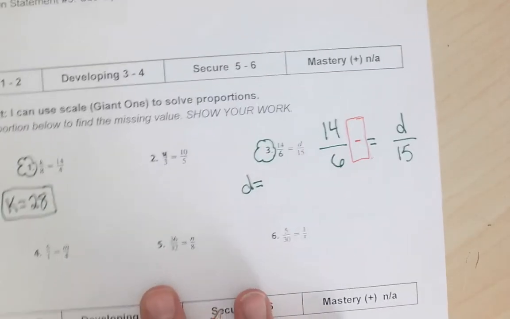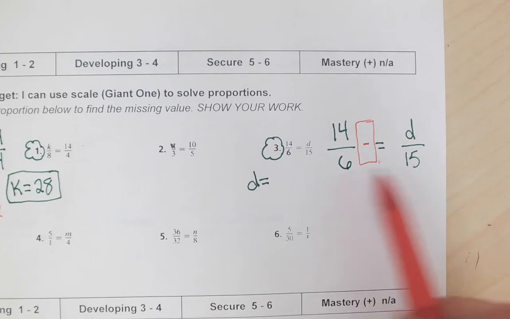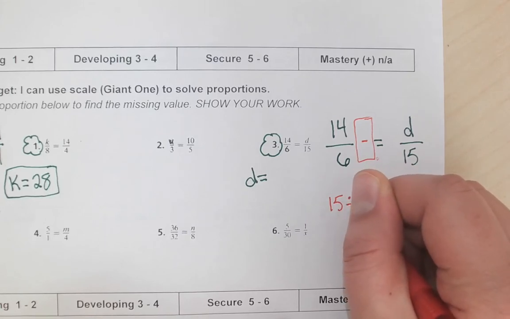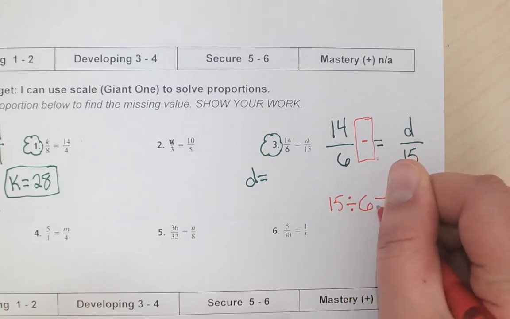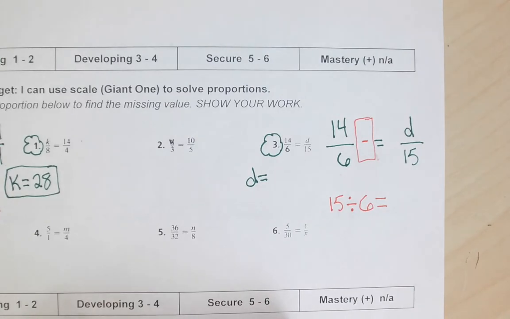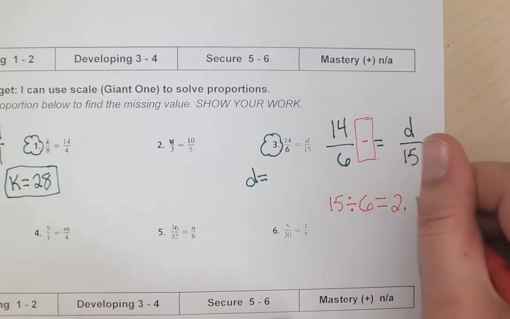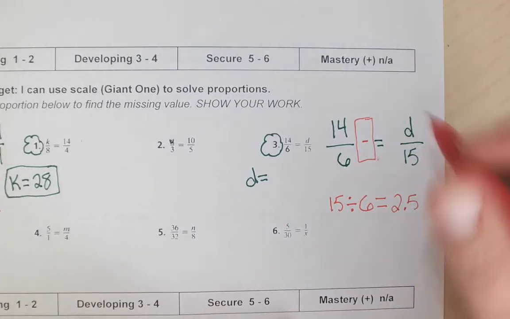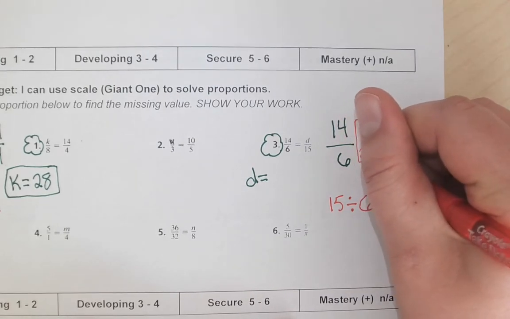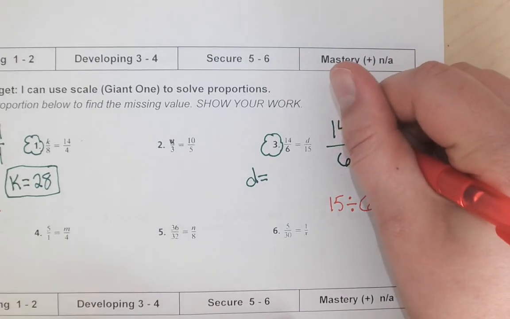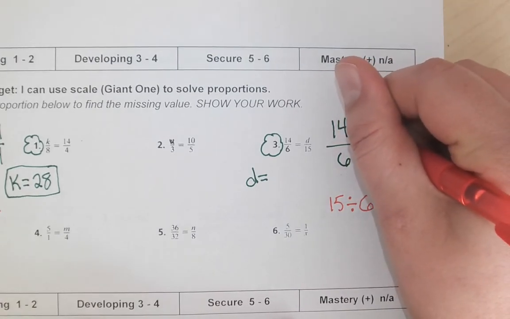Off the top of my head, I don't know what I multiply 6 by to get 15, so I have to figure that out. The way I do that is I take 15, and I'm going to divide by 6. When I type that into my calculator, which I'm doing off to the side, I get a value of 2.5. Meaning that is my scale again, that 15 is 2.5 times larger than 6. So that's the number that is going into my giant 1.